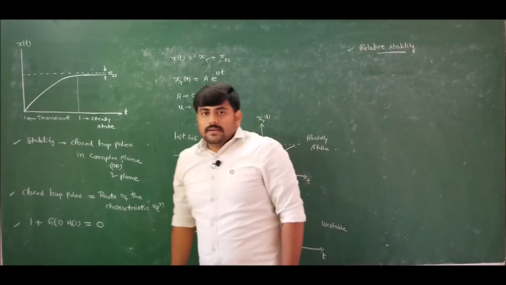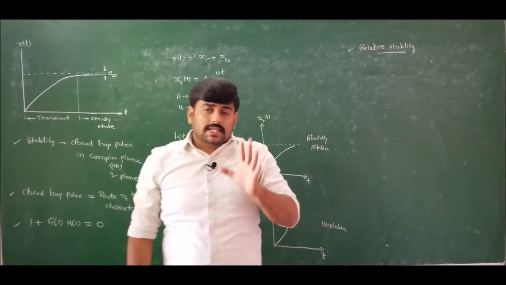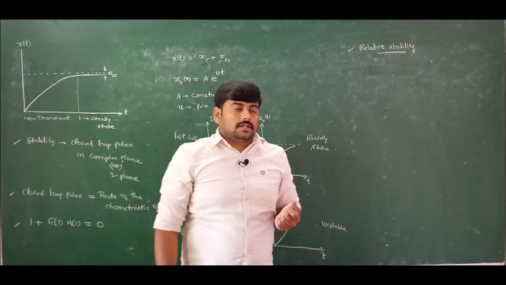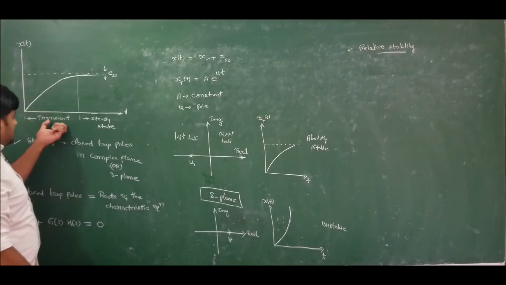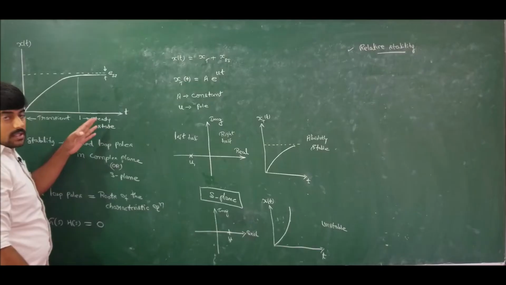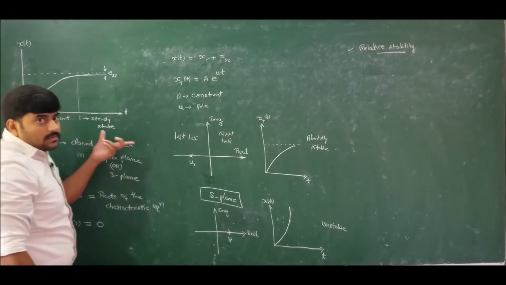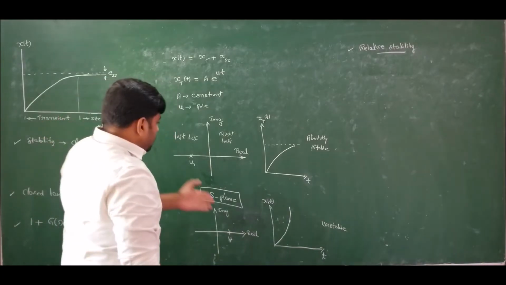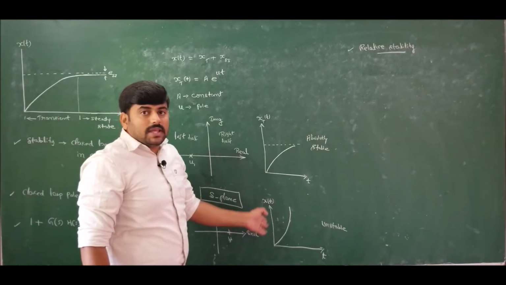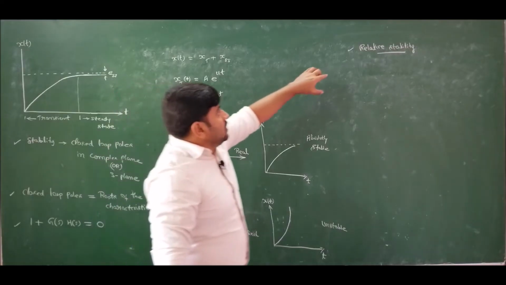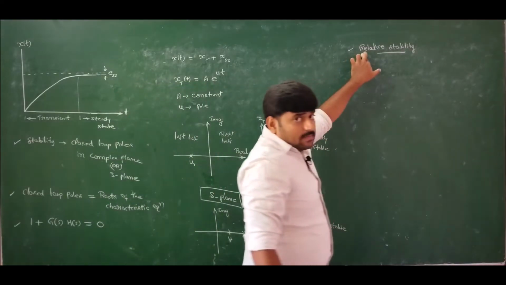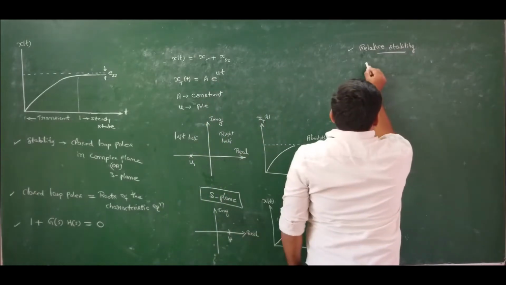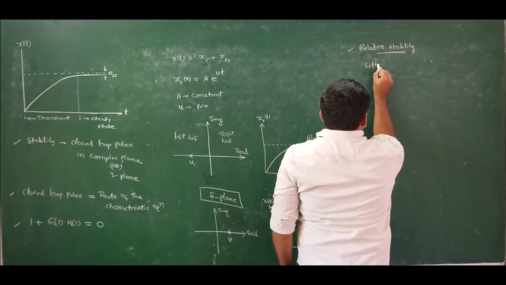So relative stability: a system is said to be relatively stable if the settling time is less. That is, if the transient time is less, then the system is said to be more stable. If the transient part is more, then the system is said to be less stable. If the transient part is very high like this, in this case the system is said to be unstable. So a system is said to be relatively stable if the settling time is less. Therefore relative stability is defined based on what? Settling time.